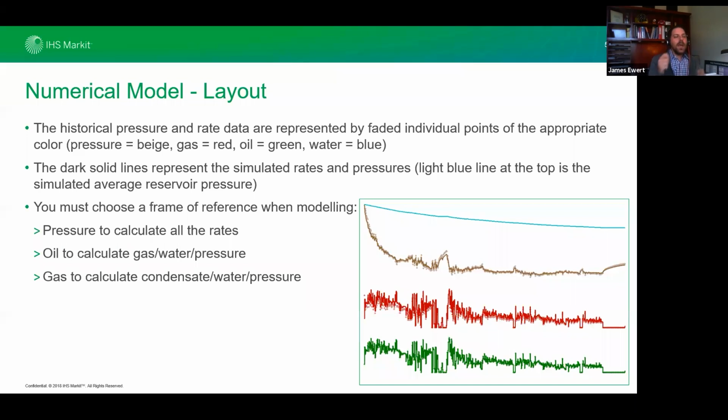Very typically, people will choose the frame of reference in the context of their primary fluid. So if this was an oil well, I would say that I'm oil, and I want to calculate the gas, and I want to calculate the pressure. If this was a gas condensate well, I'd want to pretend that I was gas, and that I could then calculate my condensate and then my pressure.